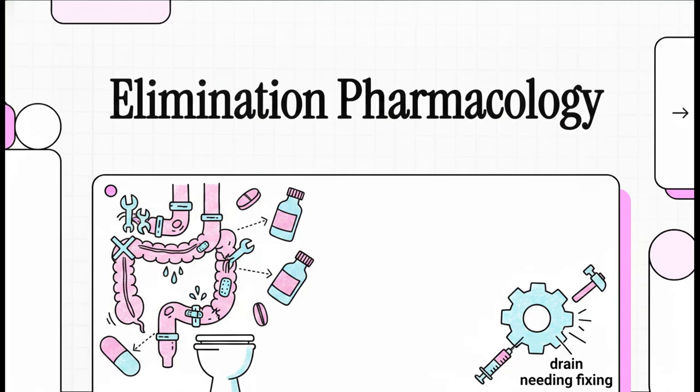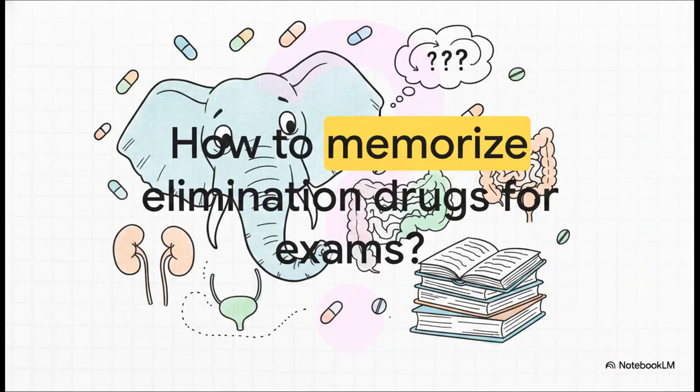Today we're diving into the pharmacology of elimination. The source material frames the human body's gastrointestinal and urinary systems as this incredibly complex, highly regulated plumbing network. And sometimes the pipes get blocked, sometimes there are leaks, and sometimes the drain itself just needs fixing. So today we're going to figure out exactly which tools, or rather which medications, are used to fix our biological plumbing.